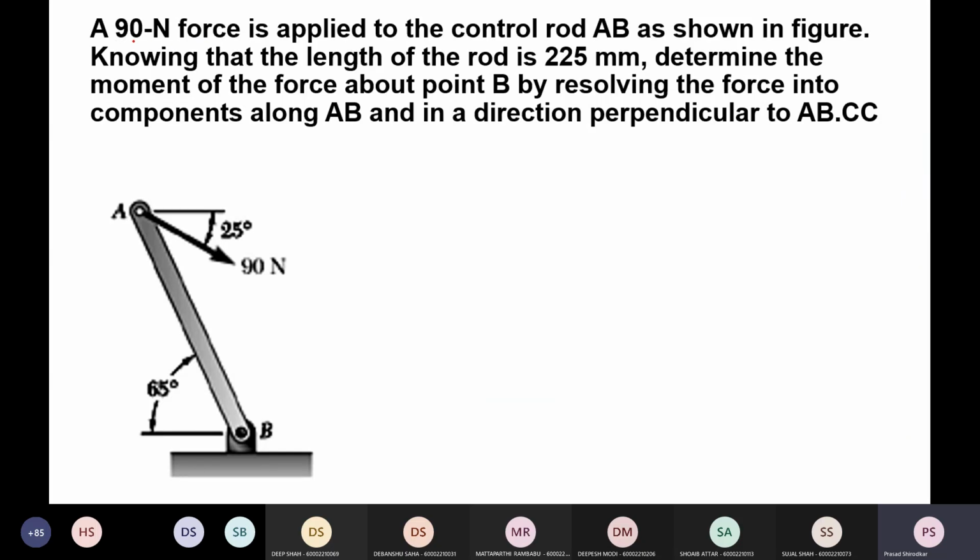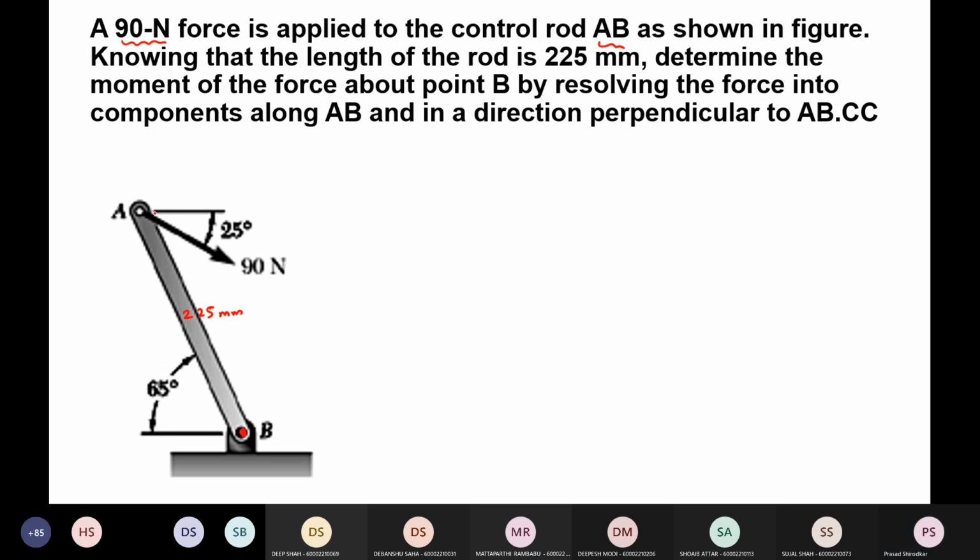Okay, so I will just read. Any questions? Whatever I explained on the earlier slide, if you have any questions, please interrupt me and ask immediately. Okay. A 90 newton force is applied to a control rod AB as shown in the figure. Knowing the length of the rod is 225 mm, determine the moment of the force about point B, by resolving the force into its components along AB and in the direction perpendicular to it.